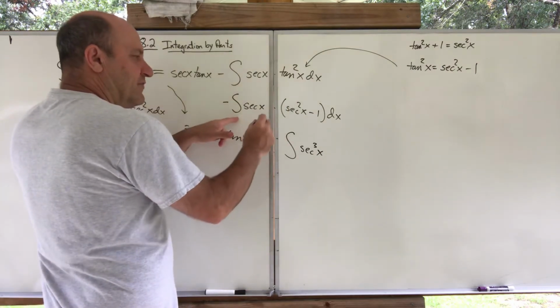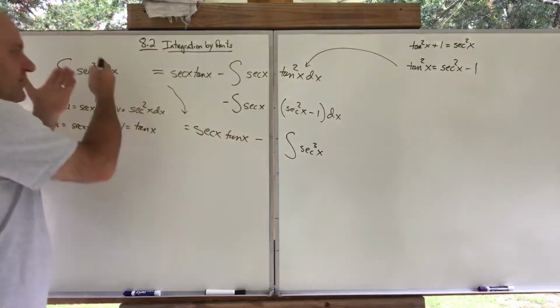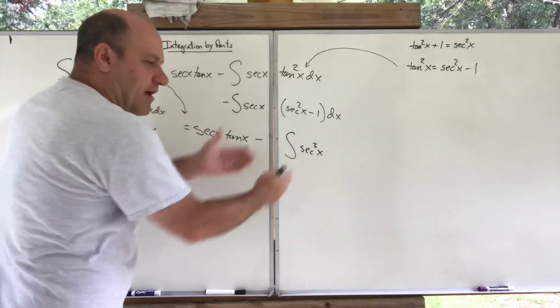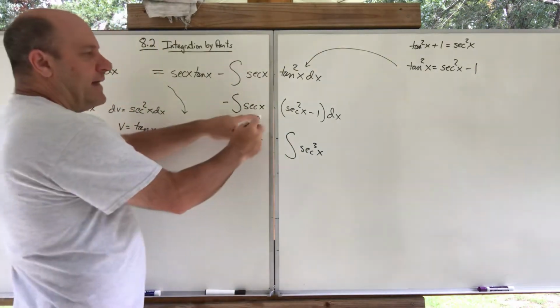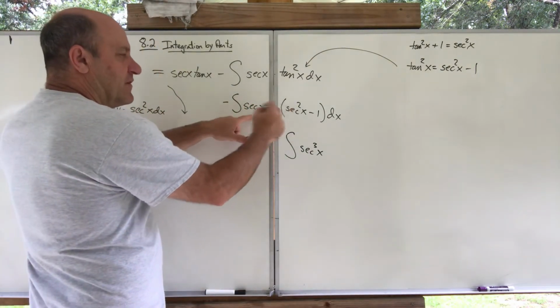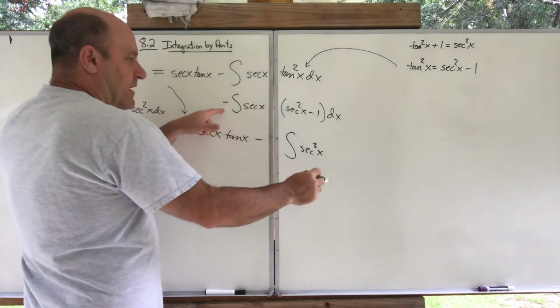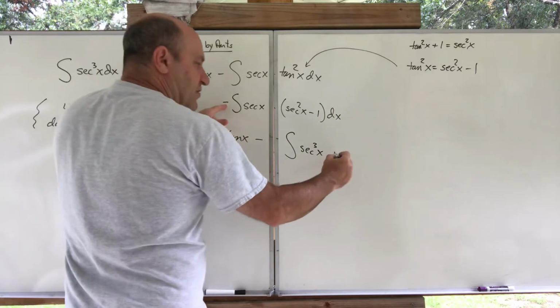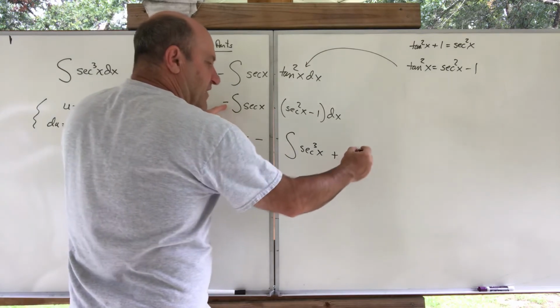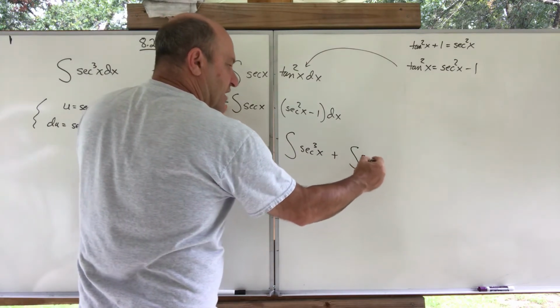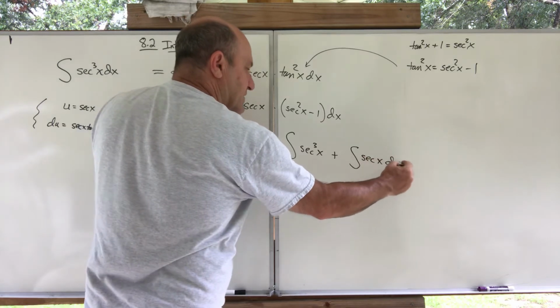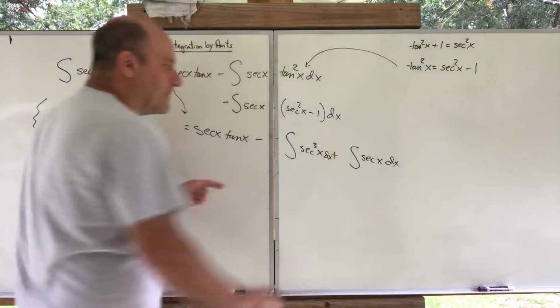Yeah, interesting. The original integral I was working on just showed up. That's interesting. But hang on, what do I have? I'm distributing secant cubed and then a negative secant. If I take this negative sign with me, it'll be a positive, and I'm going to think of it as a separate integral over here, secant x dx. Probably a dx here. All right, so you with me?